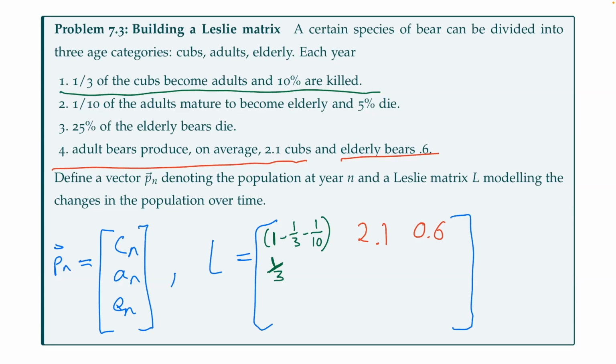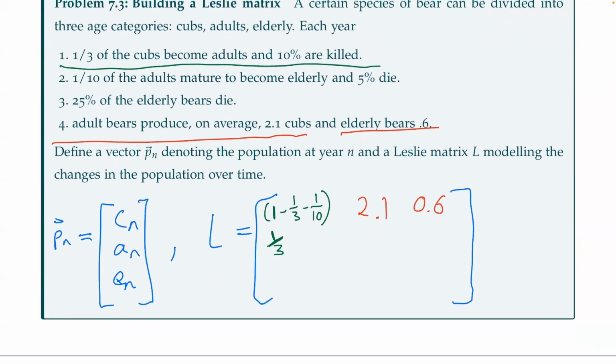Okay, so quite a few people asked me for clarification on what these different rows and columns mean for our matrix. I'm just going to put in some placeholders here, okay?